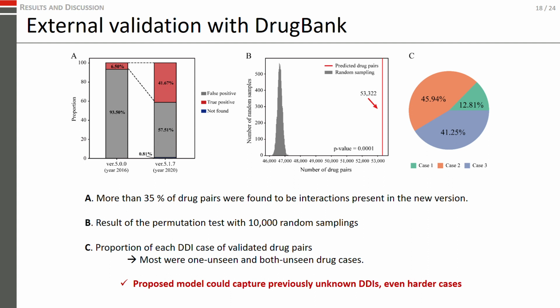Also, a permutation test was performed to validate false positives. The same number of false positives were randomly sampled and compared how many positives are included. Lastly, there are interactions of all cases mixed up in DrugBank, so I checked how many of them are in each case in terms of two sides. I found that only 13% of validated drug pairs were case 1 and the others were case 2 and 3, which are more difficult prediction tasks. The external validation results show that the proposed model can capture DDIs of all cases.